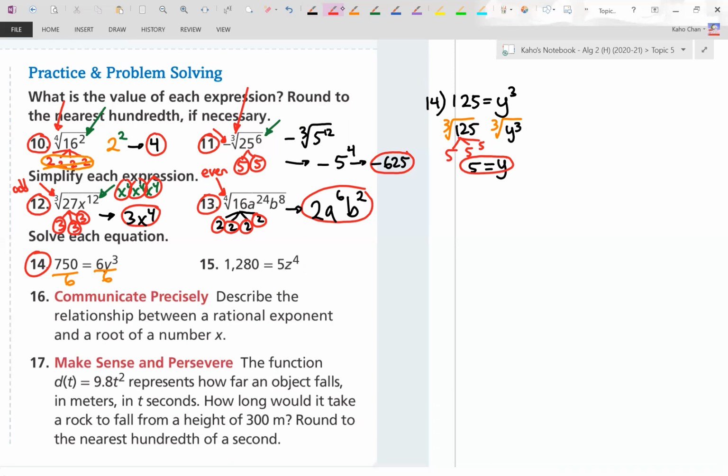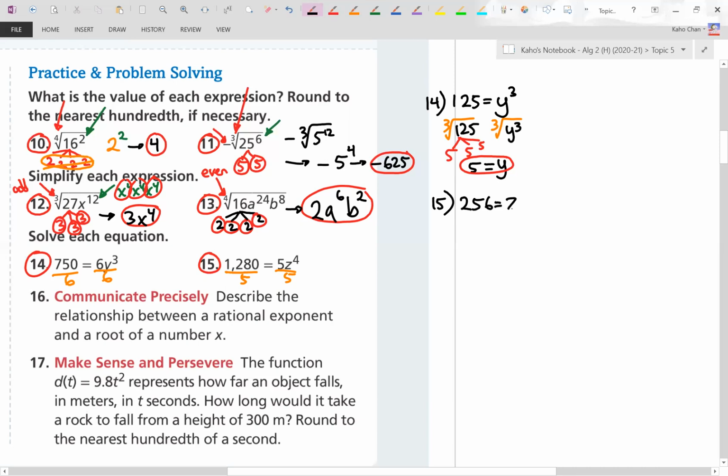Number 15 is next. I'm going to go ahead and divide by 5 first. Yes, it does divide into the funny number right there, 1,280. When I do that, I will get, let's see, 2, carry the 2, 5, carry the 3, 6. Gives me z to the 4th power, yay.